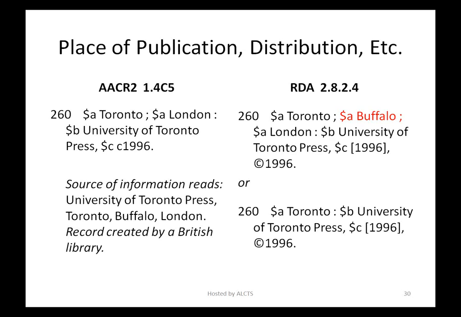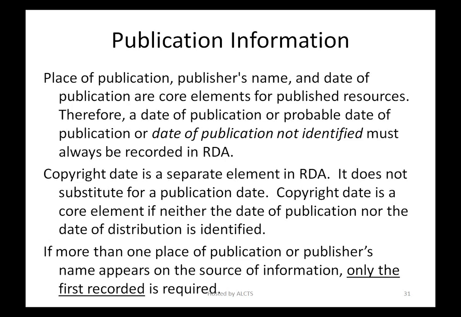Okay, now I want to talk about probably the most complicated thing in description that I think is a little bit hard for our people to understand, and it's dealing with publication information. And again, we have to talk about these core concepts. So place of publication, publisher's name, and date of publication are core elements for published resources. That means you must record something for all three of those elements. So when we're talking about date, a date of publication or a probable date of publication or the phrase date of publication not identified must always be recorded in RDA.